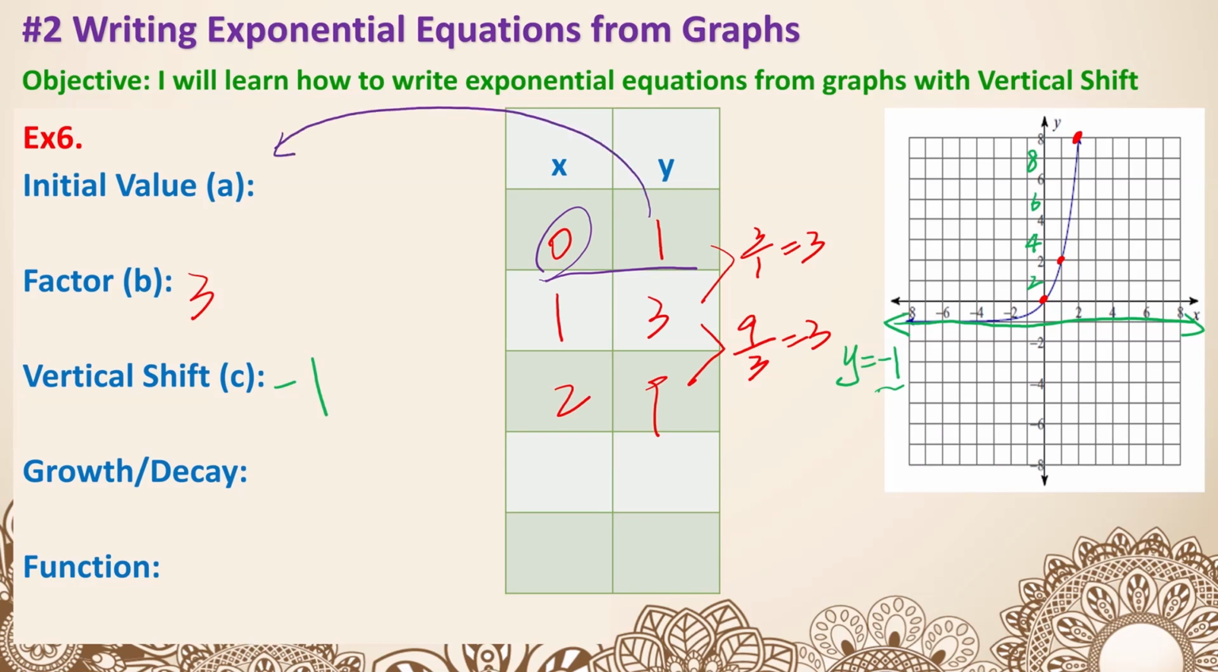Y-intercept, when x equals 0, my y is a 1. So initial value is 1. The graph is going up, growth. The function is 1 times 3 to the x power minus 1. But typically in this, if it's a 1 in the front, it's multiplication, we don't have to write it. So 3 to the x power minus 1. That is example 6. And that is everything for this lesson. Thank you.